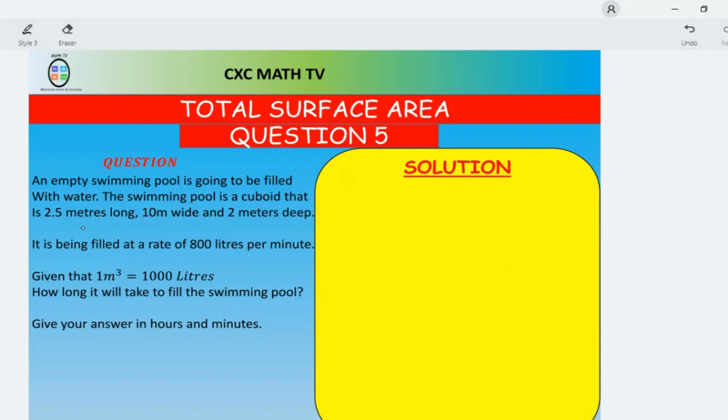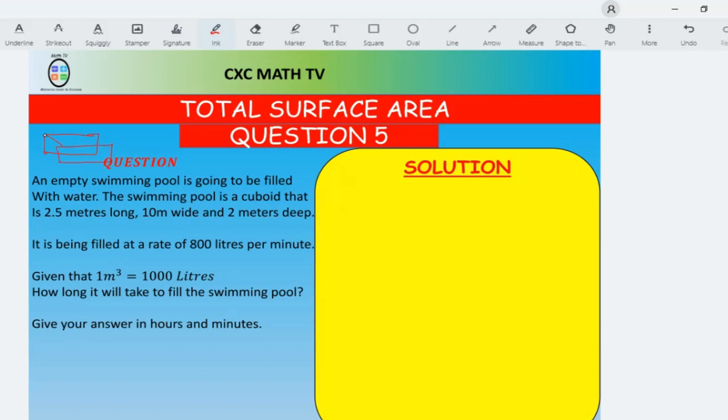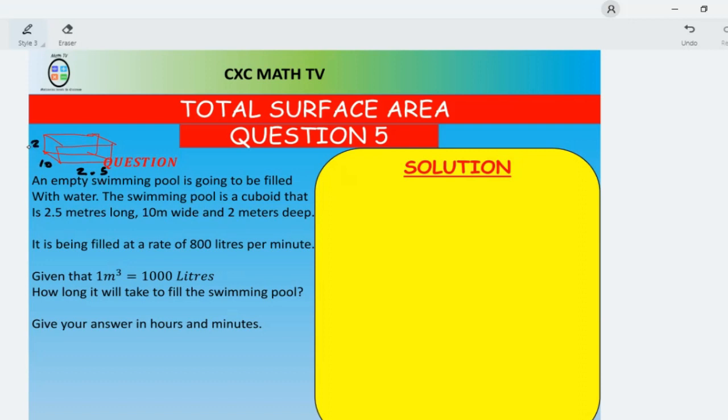All right, let's go ahead and do this. So to do this question, what did they tell us? The first thing they gave us is that the swimming pool is a cuboid. So I'm just going to sketch something. I know my cuboid is not perfect, but you get the idea. They told us the length of the cuboid was 2.5 meters long. So I'm just putting on the numbers. Remember, the diagram is not 100% accurate. They told us the width is 10 meters wide and the height is 2 meters deep.